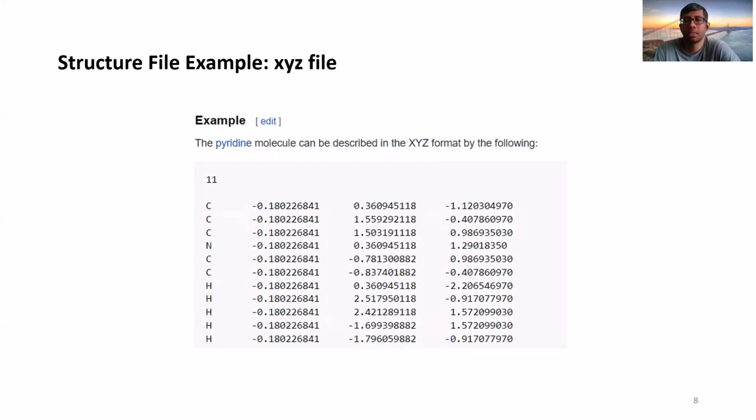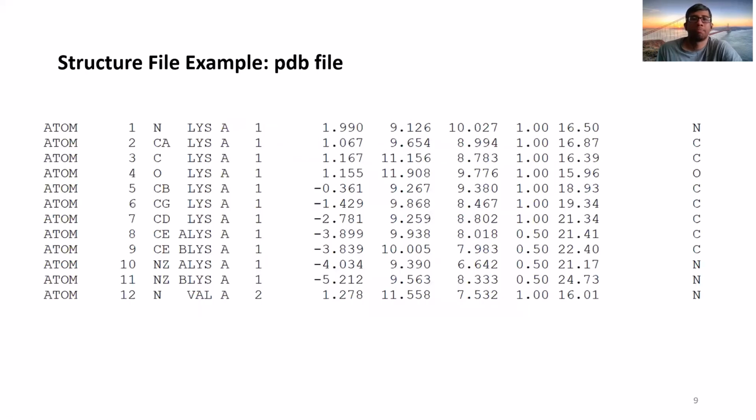For example, I have taken it from the Wikipedia page of the XYZ file. If you search for the XYZ format, how does it look? You can see that for the pyridine molecule, the XYZ file, if you open it with a text editor, will look like this. It will show you how many atoms are there. You can see that there are 11 carbon, nitrogen, and hydrogen atoms, and you will see their coordinates in 3D space, the X, Y, Z coordinates of the 11 atoms. So that's how an XYZ format looks. It's really simple to interpret.